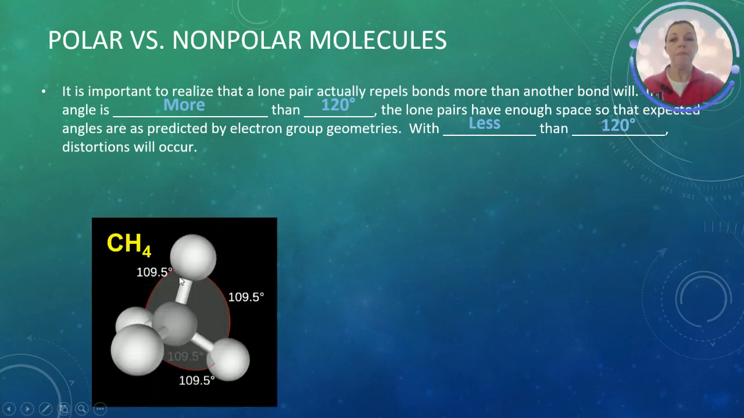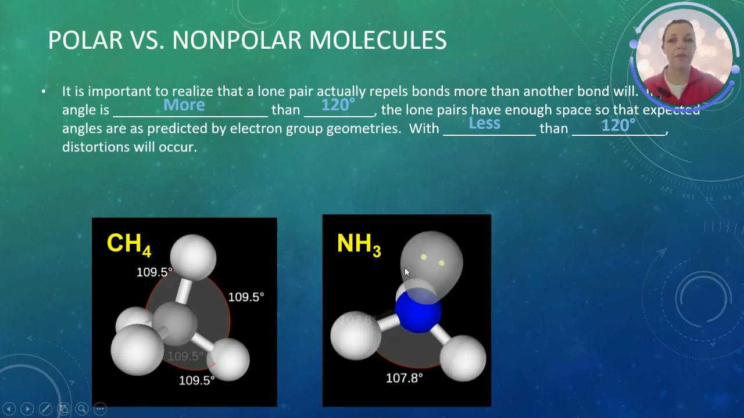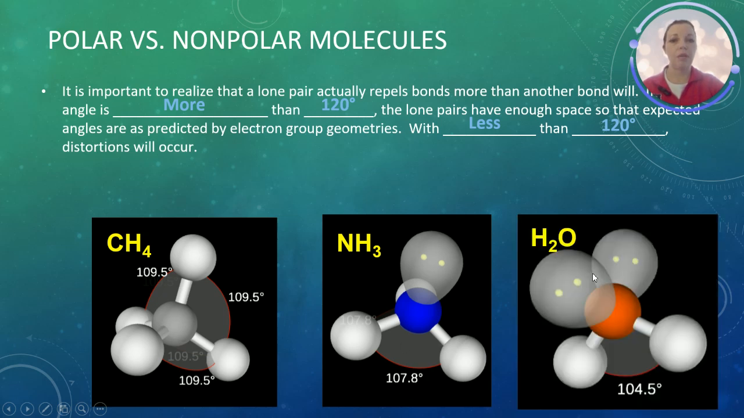So for example, here's methane. This has got all bonding pairs, and so you see our ideal bond angle 109.5. If we replace one of the bonds with one lone pair, you see that we get some distortion to 107.8. And if you replace with 2 lone pairs, we get even more distortion with 104.5.